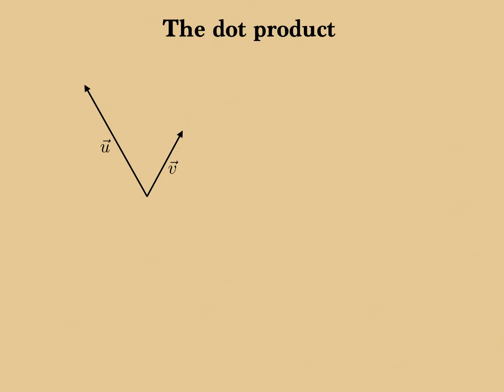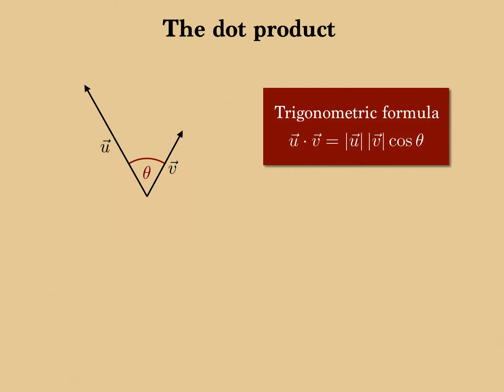Hi, in this video I'm going to show you the intuitive meaning behind the dot product. Let me show you what I mean. The dot product is defined by two equivalent formulas. One way of computing it is to take the trigonometric formula, which takes the lengths of both vectors and multiplies them together with the cosine of the angle between them.